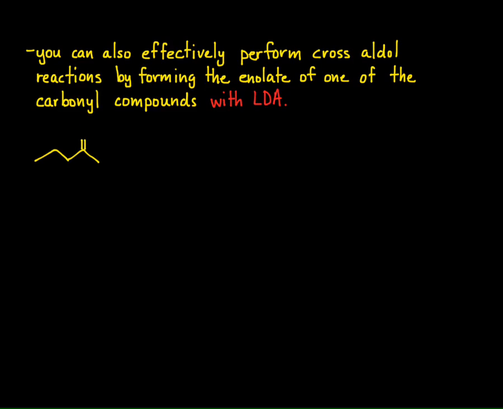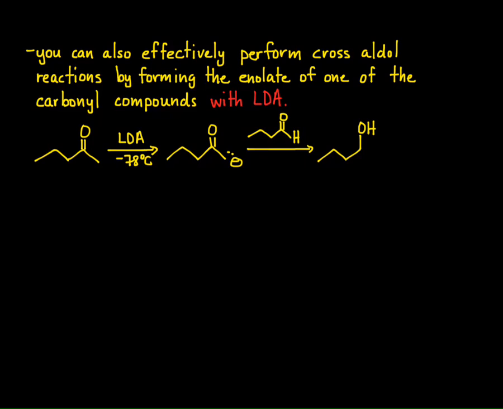So here's an example where I have 2-pentanone. I react it with LDA. Of course, my enolate quantitatively forms at the methyl carbon, simply, of course, due to steric effects. So now I have my enolate forming, and I can react that with an aldehyde, or I can react it with another ketone, and I can get addition and my product, right?